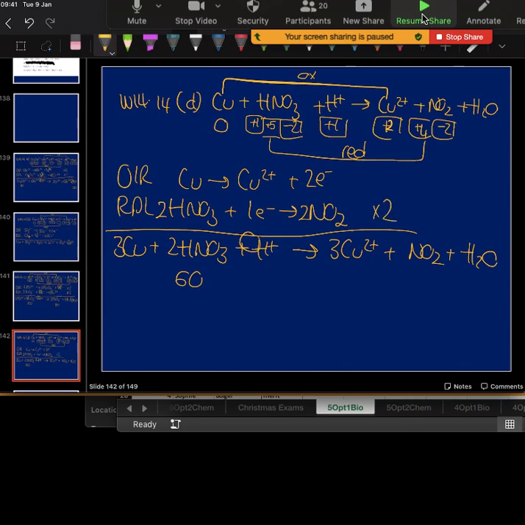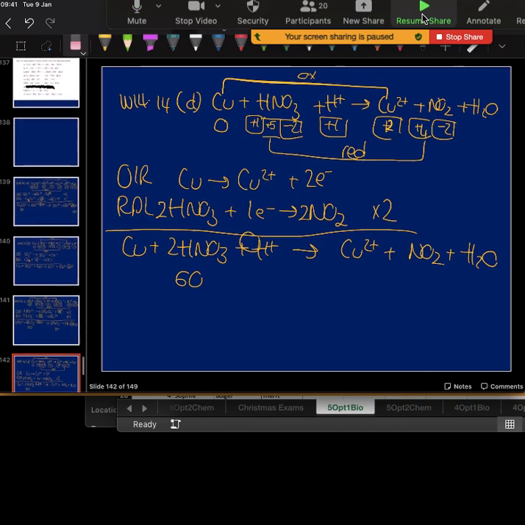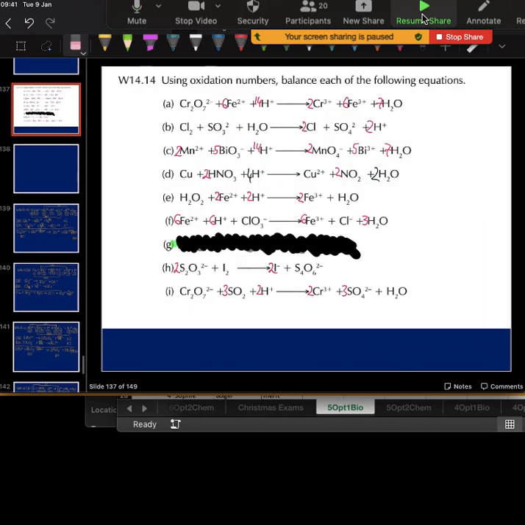Miss, do you know for question B, is SO4 and SO3 meant to be 2 minus? In the question, yeah, they are both 2 negative, yeah.